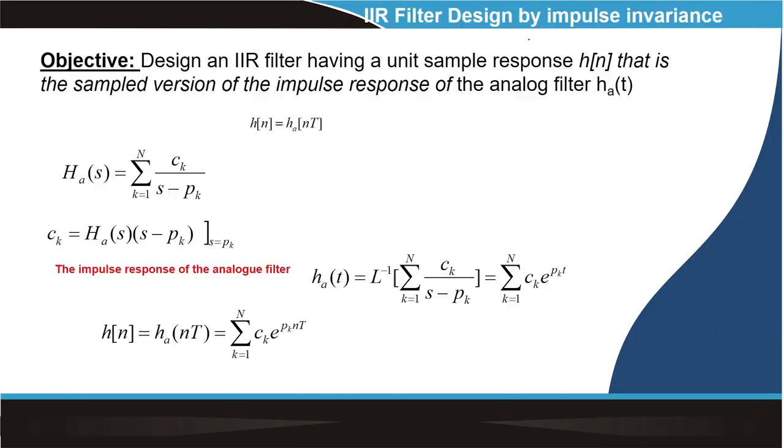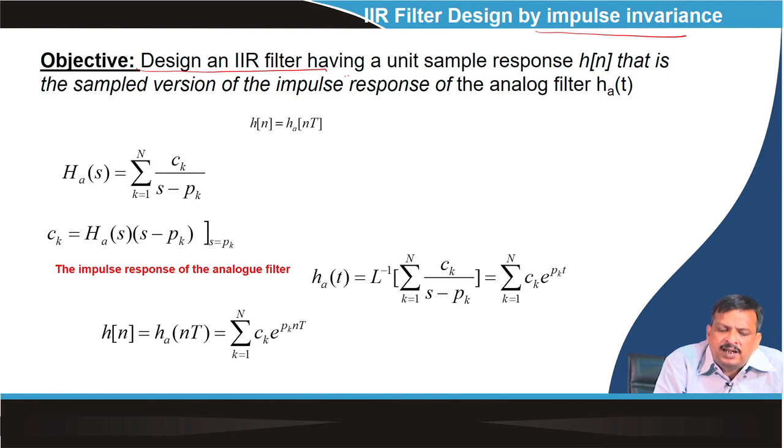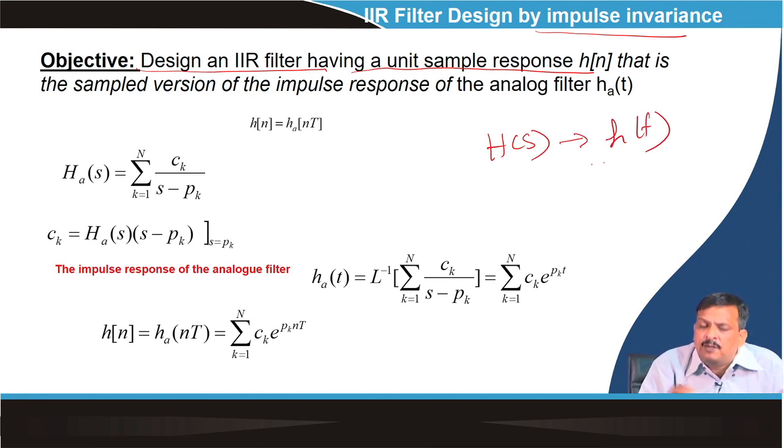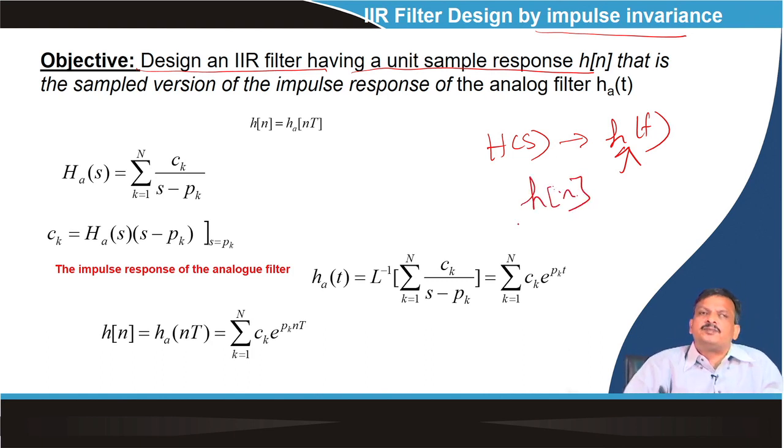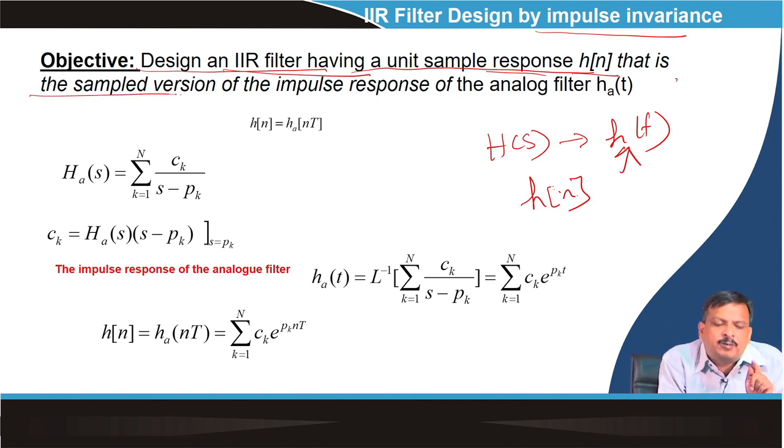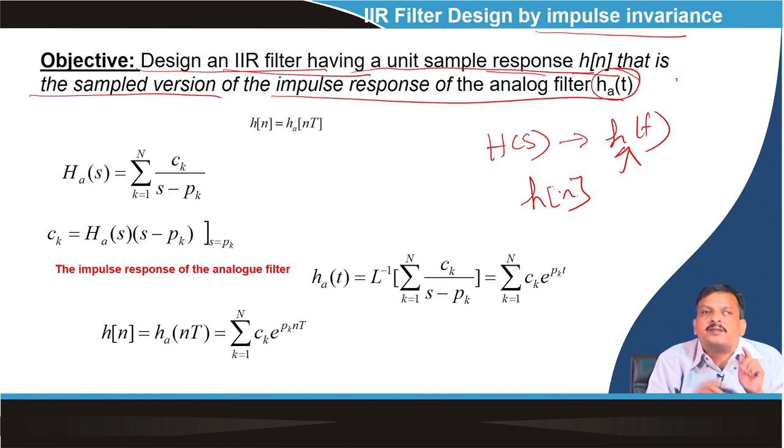So, now let us discuss the impulse invariance method. What is the impulse invariance method? What is the objective? Design an IIR filter having a unit impulse response. Let us say H of S is my Laplace transform, and H of t is the time domain transfer function of the filter. Now, if I want to convert the same to a digital filter, then the impulse response is H of n. So, my objective is to design an IIR filter having an impulse response H of n, that is the sampled version of the impulse response of the analog filter.